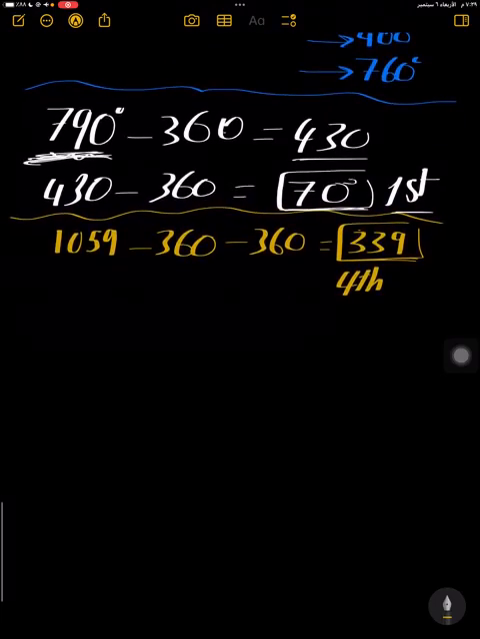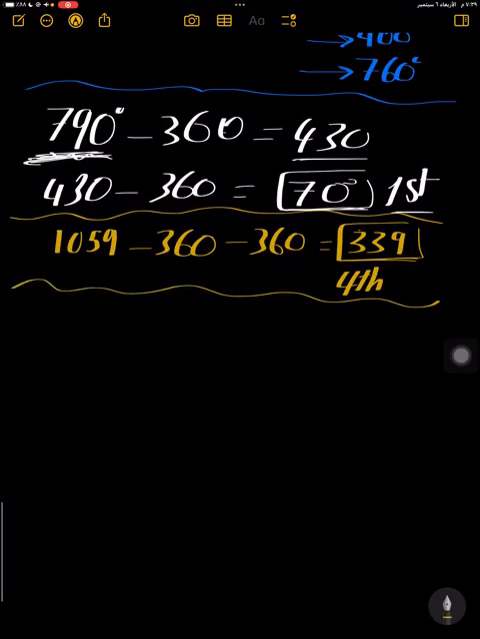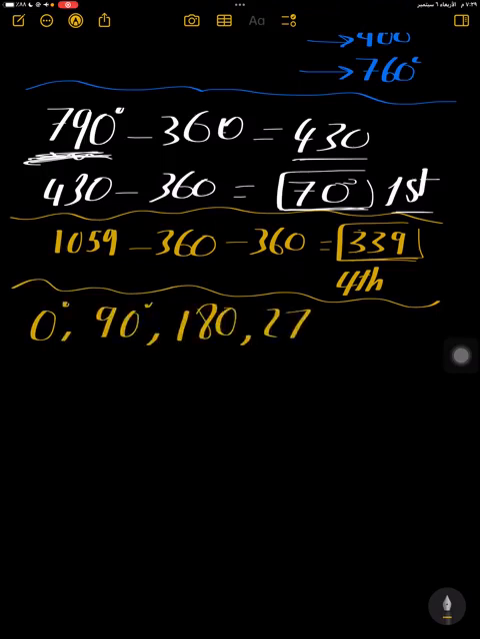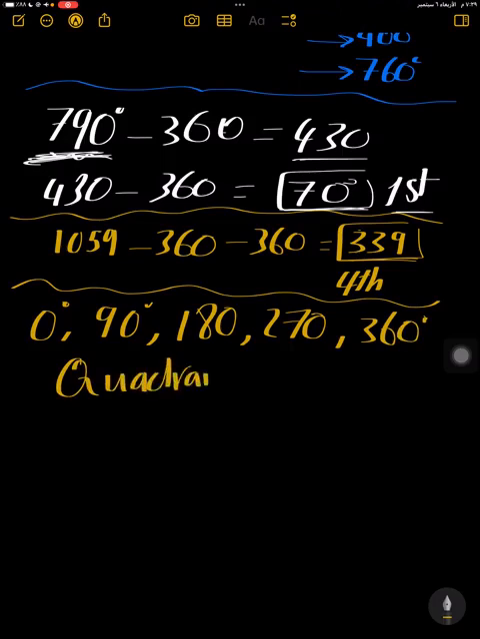If the measure of directed angle is 0 or 90 or 180 or 270 or 360, this angle is called a quadrantal angle. Quadrantal angle. It is not in the first quadrant or second quadrant, not on it. This angle is called quadrantal.